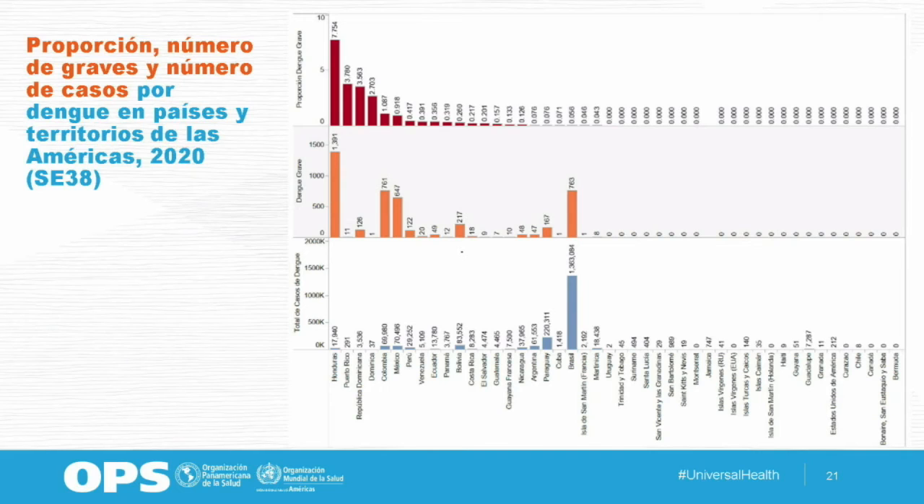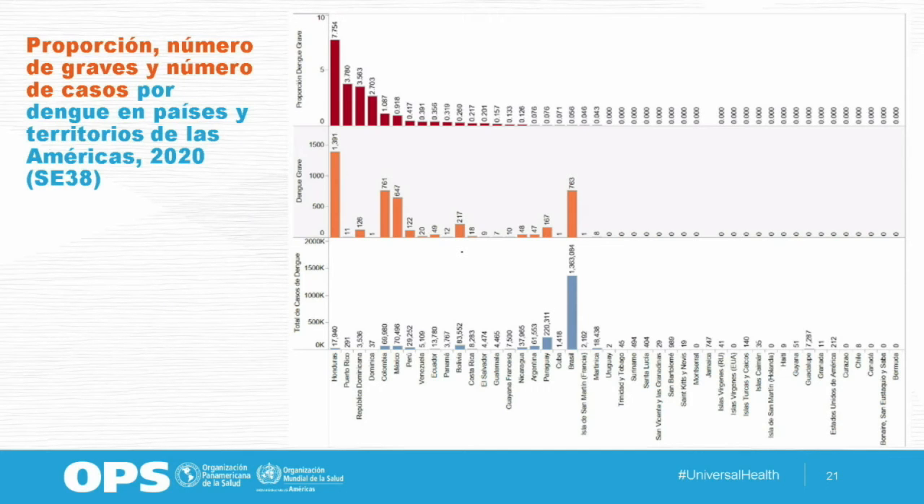And here we see that Honduras is the country with the greatest number of severe dengue cases in the region, in spite of the fact that it's not the country with more total cases of dengue, which continues to be Brazil. If we look at Brazil, Brazil is quite to the right side of the figure. So in terms of proportions, it's not the country with the highest proportion of severe cases. Now, the question that arises is what happens in Honduras? Why so many severe cases of dengue in Honduras?